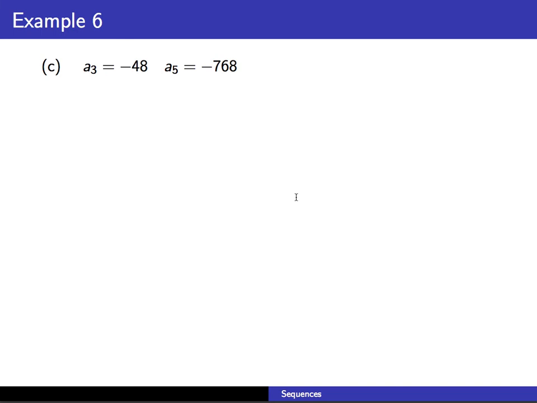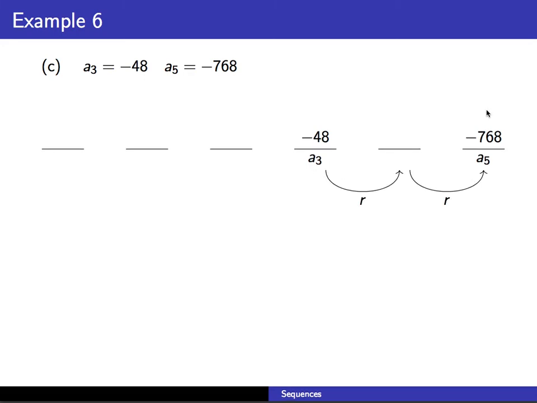Part C, the third term is negative 48. The fifth term is negative 768. In this one, I haven't given you what the first term is, and I haven't given you what the common ratio is. So we're going to have to find both of them. If we set up kind of a fill in the blank here, is our first, second, third, this will be our y-intercept, fourth and fifth term. Again, our third term, negative 48, our fifth term, negative 768.